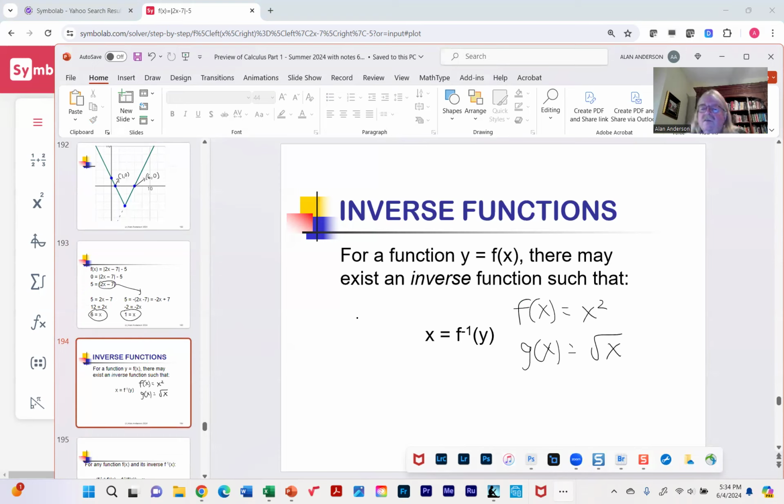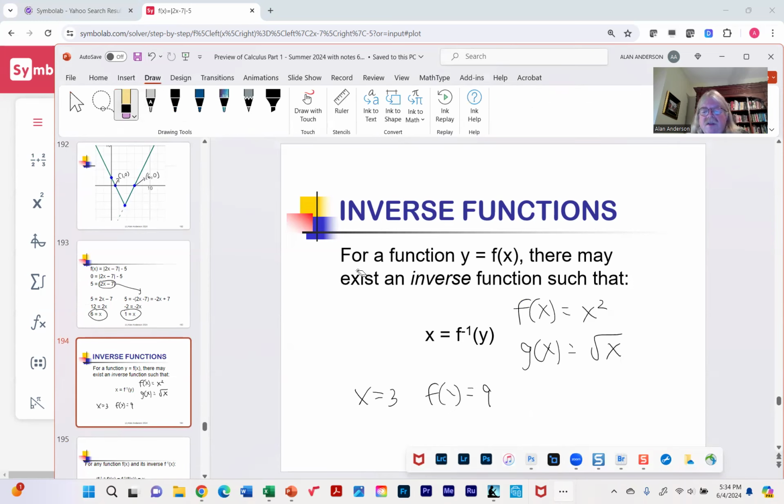These are inverses of each other because if I take a number, let's say x is 3, and I apply f of x, I end up with 9. Let me be more specific about that. f of 3 is 9, g of 9 brings me back to the original 3. In other words, by squaring a number and then taking its square root, I'm just bringing it back to the original number. That's how I know that they're inverses of each other.